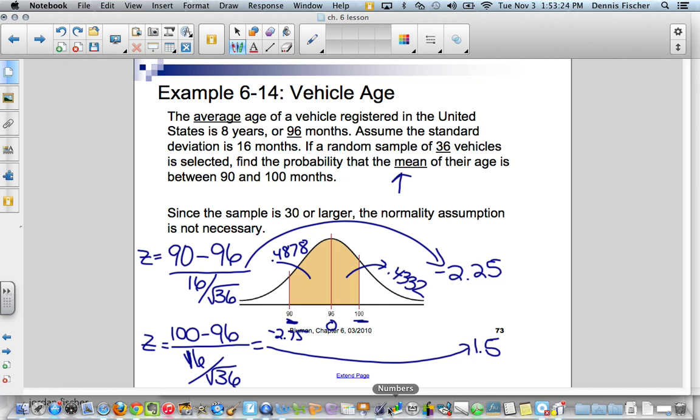So the area between 90 and 100, we're going to take those two areas and add them together, and we're going to get 92. So there's a 92.1% chance that the sample means are going to be between those values.